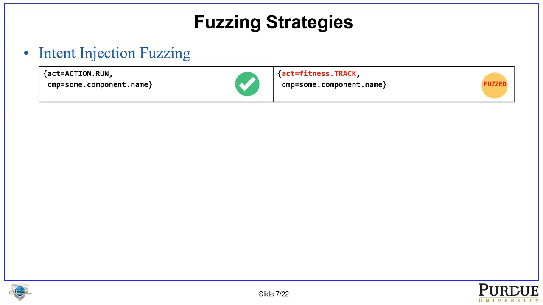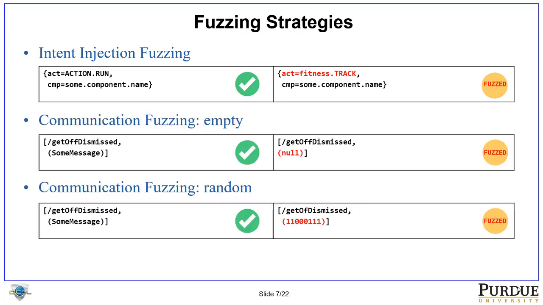The second fuzzing strategy is communication fuzzing, and this one is applied to fuzz the communication that happens between the wearable and the mobile device, the inter-device communication. Here we can distinguish two types of campaign depending on how we fuzz the message that is sent from one device to another. We can either have an empty campaign or a random campaign. In the last one, we basically generate random bytes in the message.